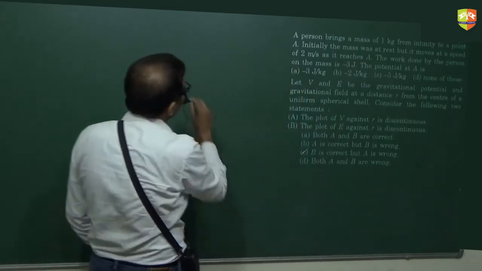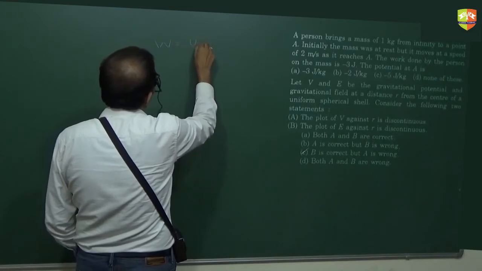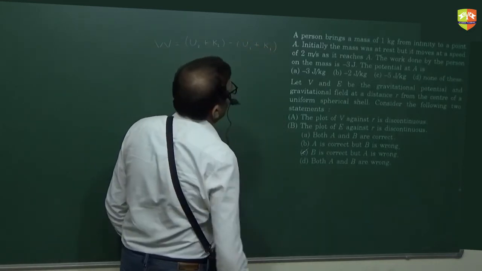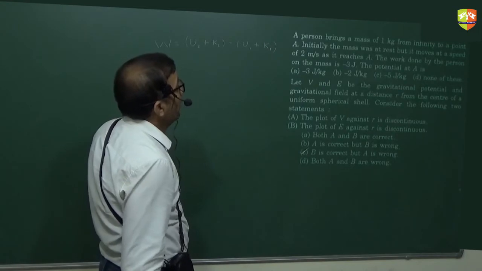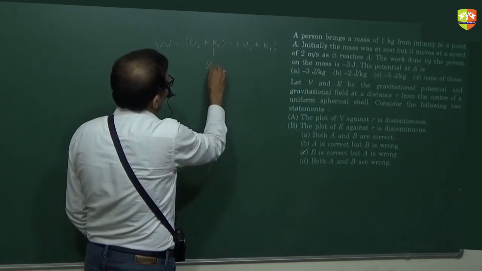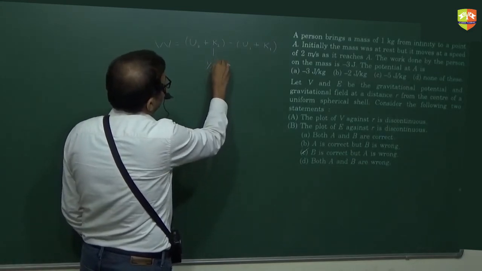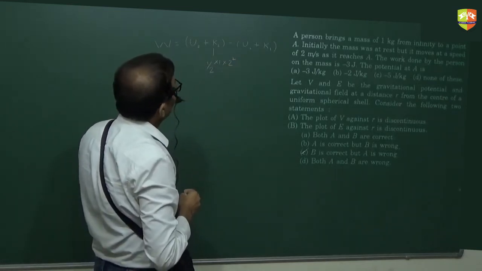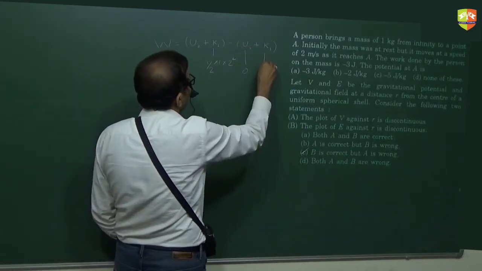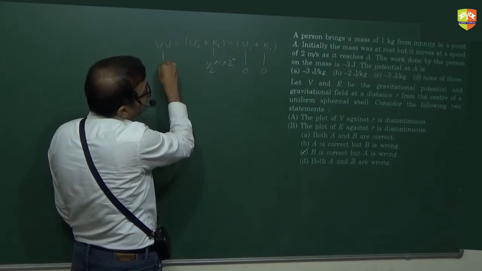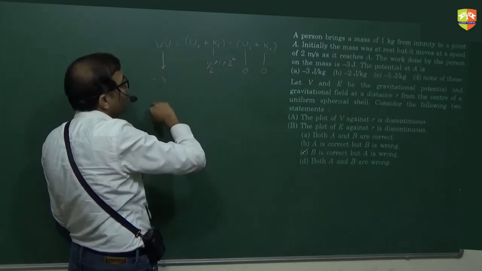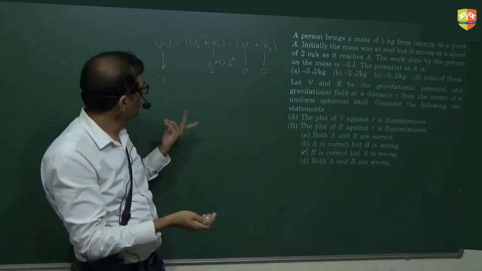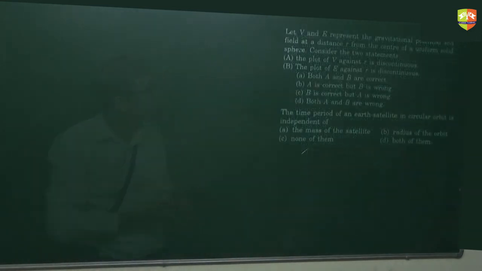And here it is simply the work energy theorem. So work done is U2 plus K2. So K2 is equal to half M1 into 2 square. So from infinity, U1 is 0 and K1 is 0 and W is minus 3. So U2 is minus 5. So potential energy is minus 5. Potential energy is mass into potential. So mass is 1. So potential is equal to potential energy in magnitude. Okay. Do the next one.